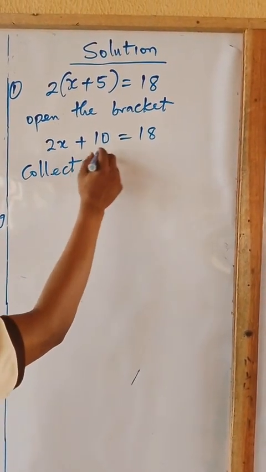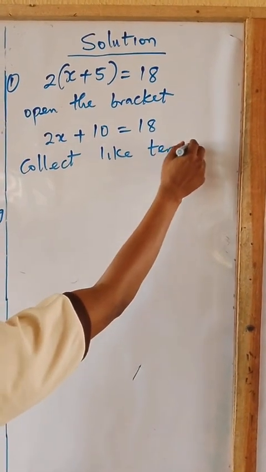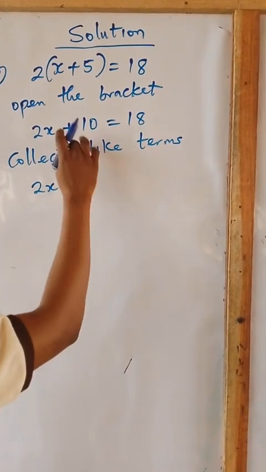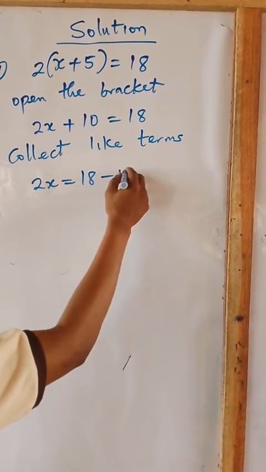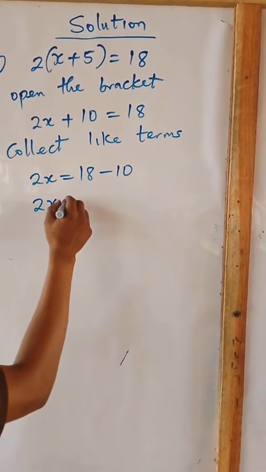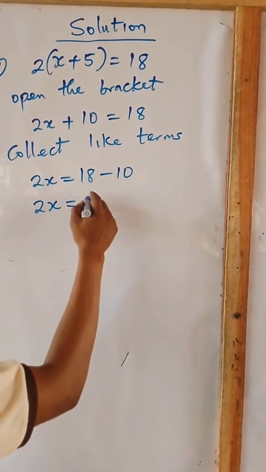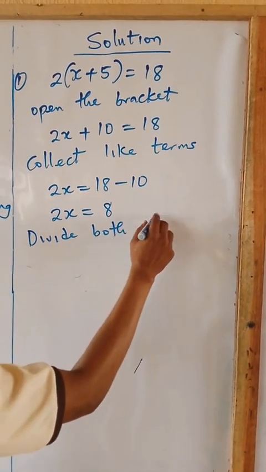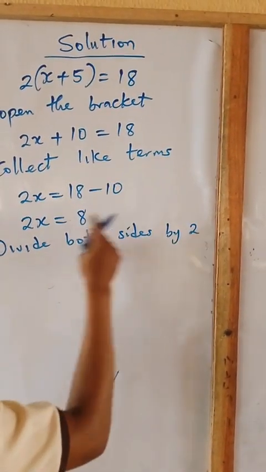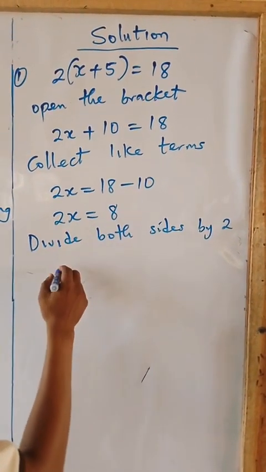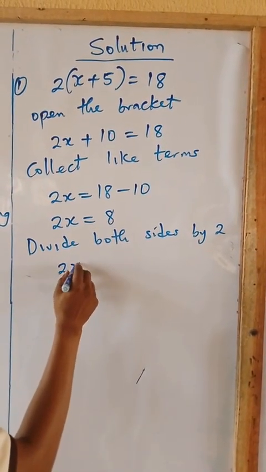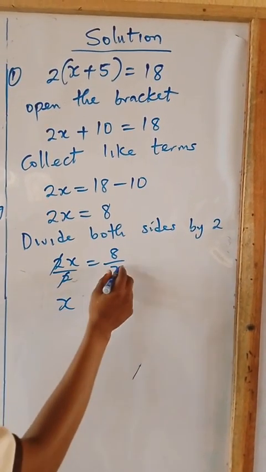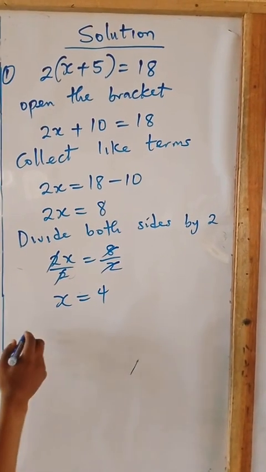Then the next step to take is to collect like terms. Plus 10 and 18 here, they are like terms. And by the time plus 10 goes to the other side of the equation, it is going to become minus 10. So we are going to have 2x is equals to 18 minus 10, which will give us 8. Then we are going to divide both sides by 2. We are going to divide by the coefficient of x here. So we are going to have 2x over 2 is equals to 8 over 2. 2 will eliminate 2 here, so we are going to have x to be equals to 4.